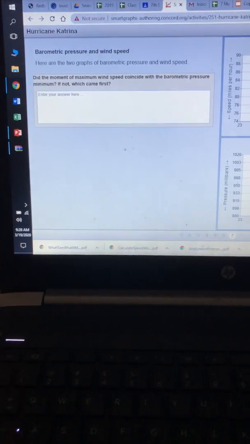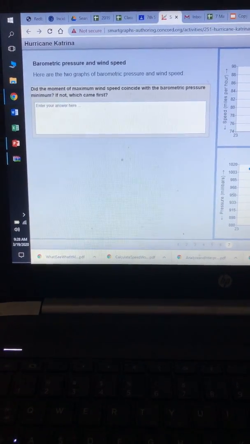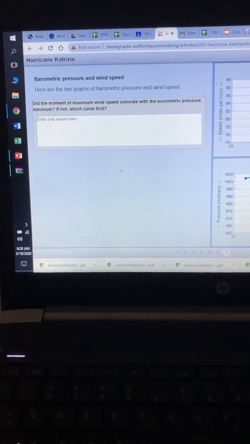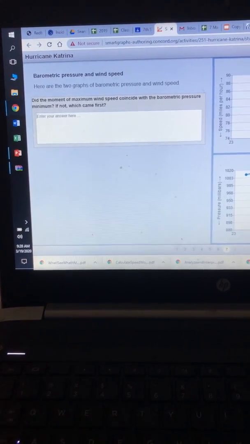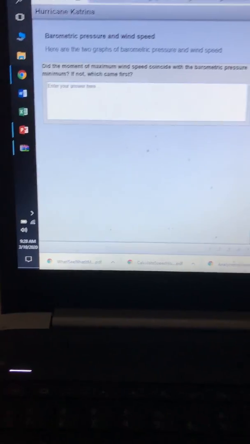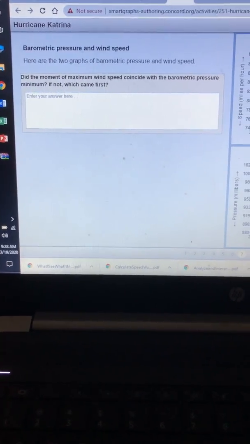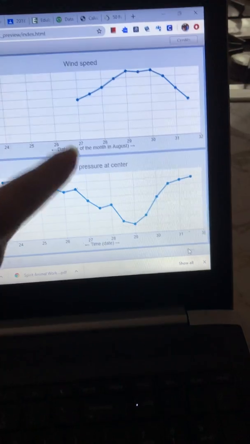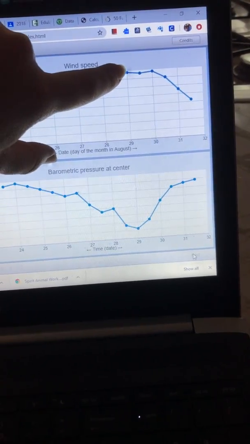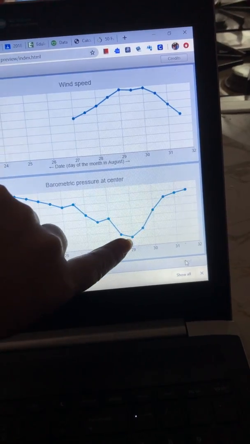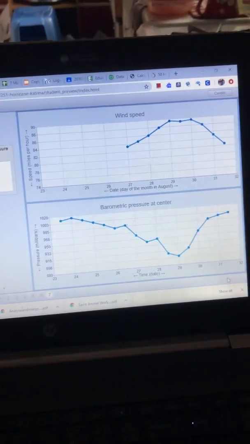Okay, so here are the two graphs, barometric pressure and wind speed. Did the moment of maximum wind speed coincide with the barometric pressure minimum? Okay, highest wind speed here and here. Does this go with the lowest pressure point? Yes, it does.